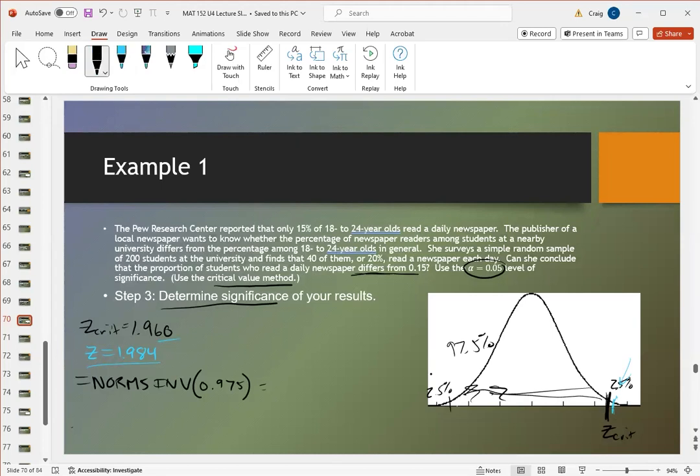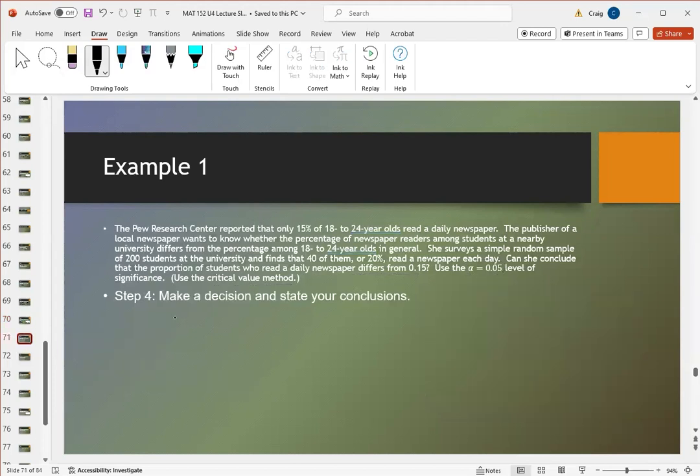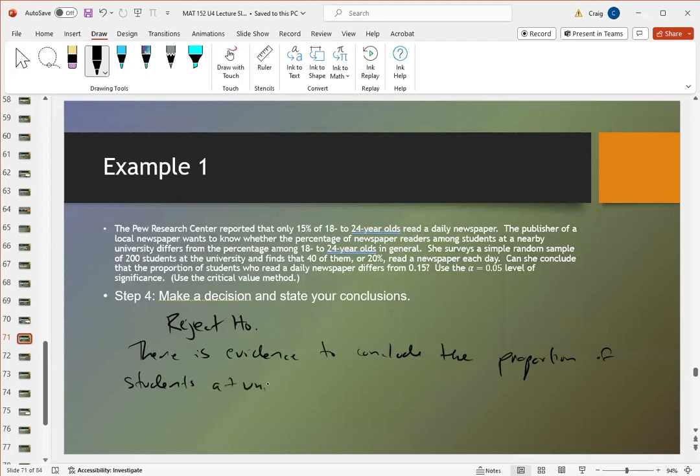And so, because it's in the rejection region, it's greater than the critical value. We will reject the null hypothesis. There's evidence to conclude that the proportion of students at the university who report reading the paper is different from 15%.